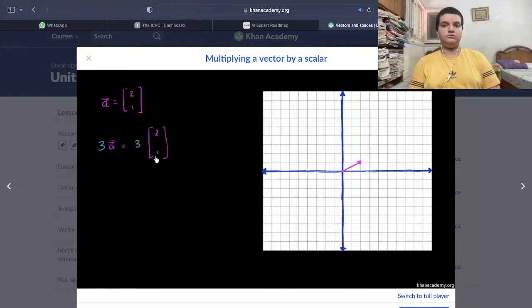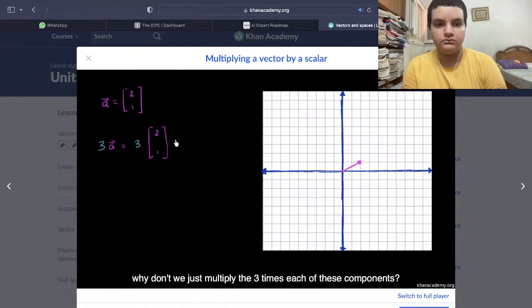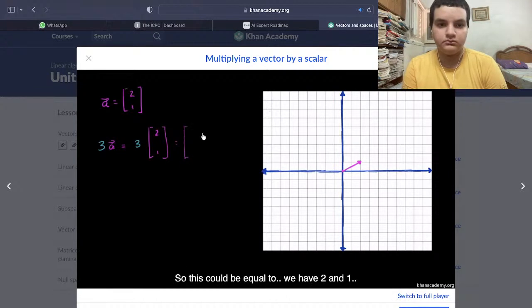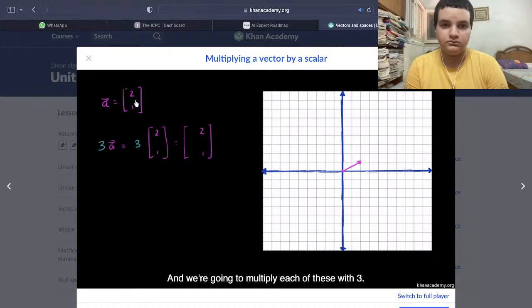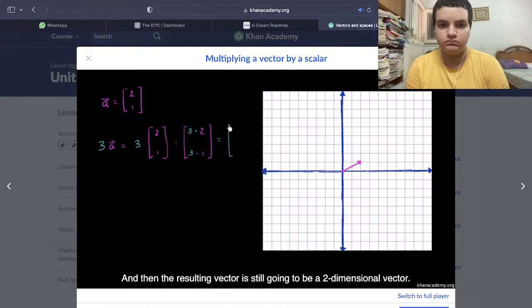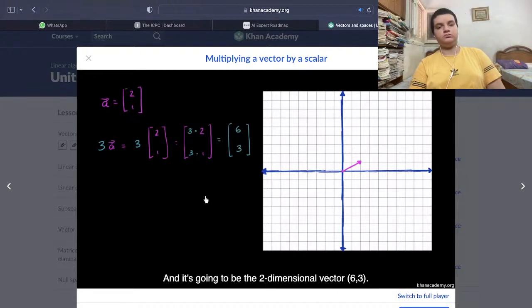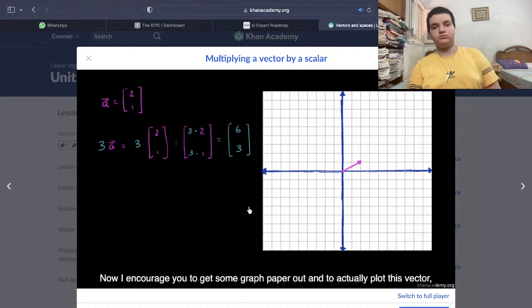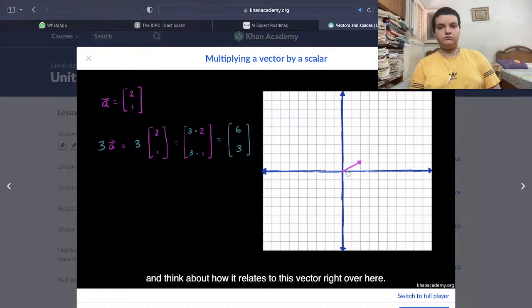Well, one reasonable thing that might jump out at you is, well, why don't we just multiply the 3 times each of these components? So this could be equal to, so we have 2 and 1, and we're going to multiply each of these times 3. So 3 times 2 and 3 times 1, and then the resulting vector is still going to be a two-dimensional vector, and it's going to be the two-dimensional vector 6, 3. Now I encourage you to get some graph paper out and to actually plot this vector and think about how it relates to this vector right over here.